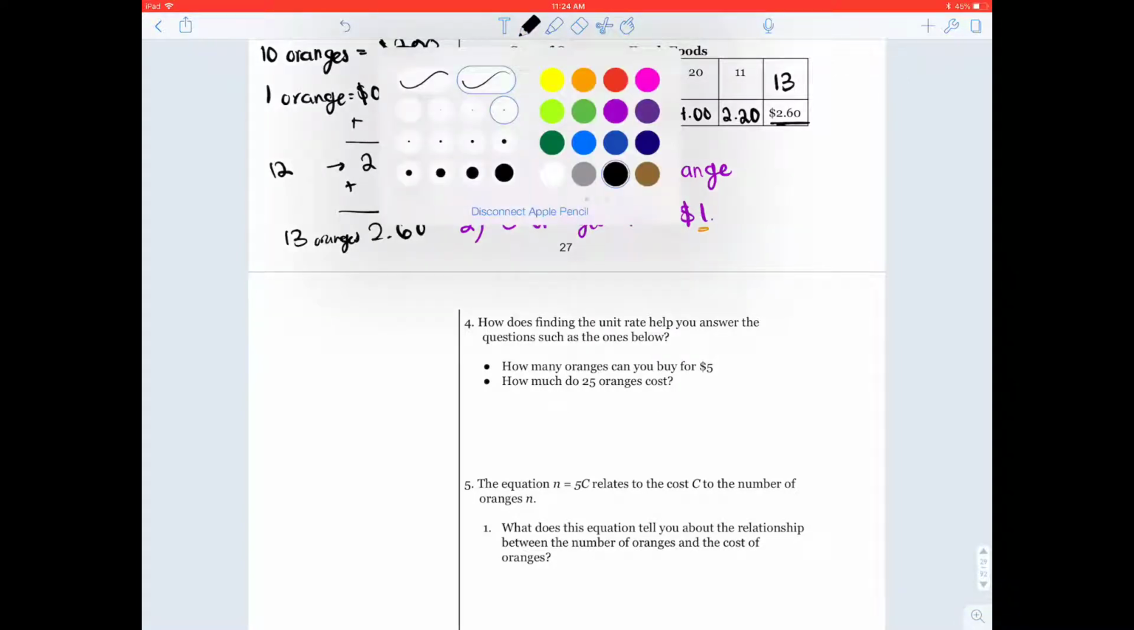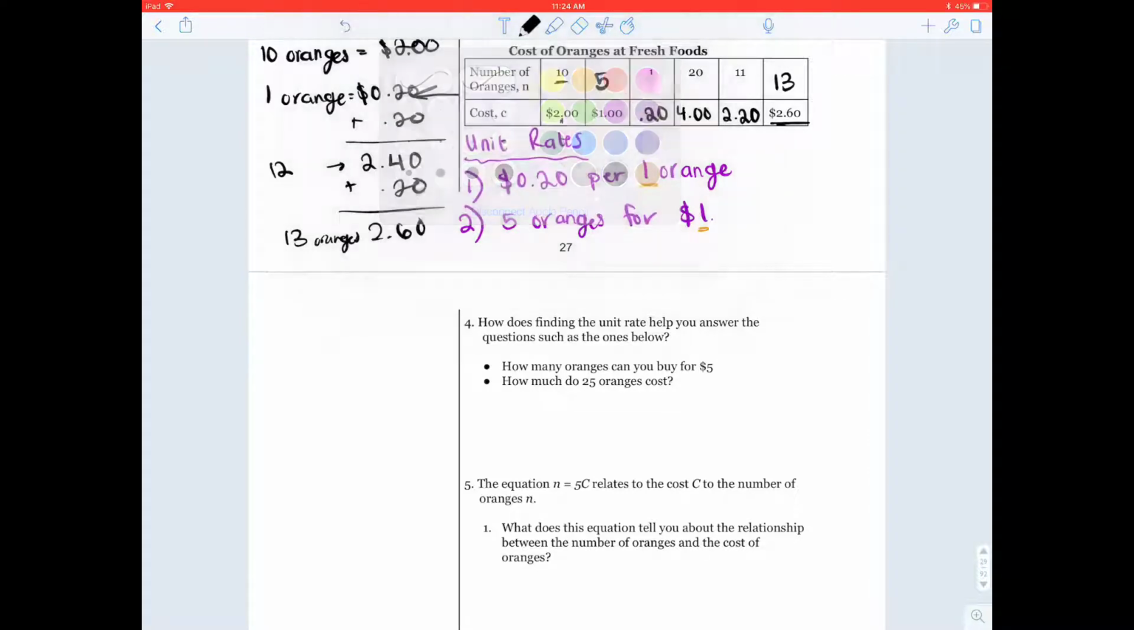All right, so one way that sticks out to me is how does finding the unit rate help? Well, having the unit rate helps us write proportions. But I mean, technically, any ratio will help us write a proportion. So what specifically about the unit rate helps us?